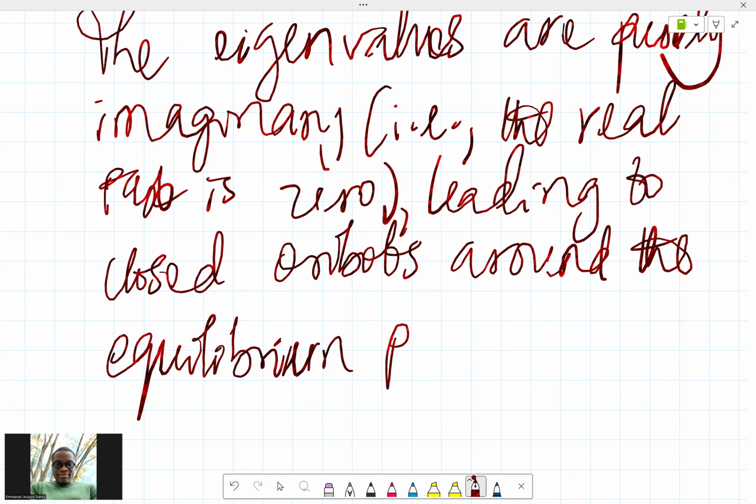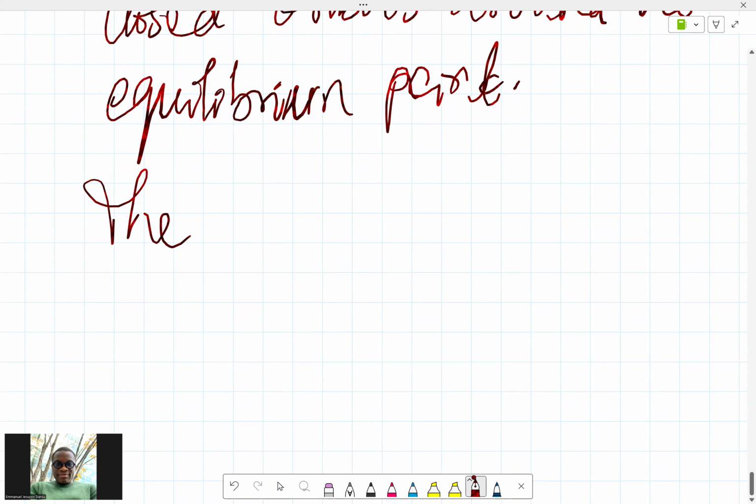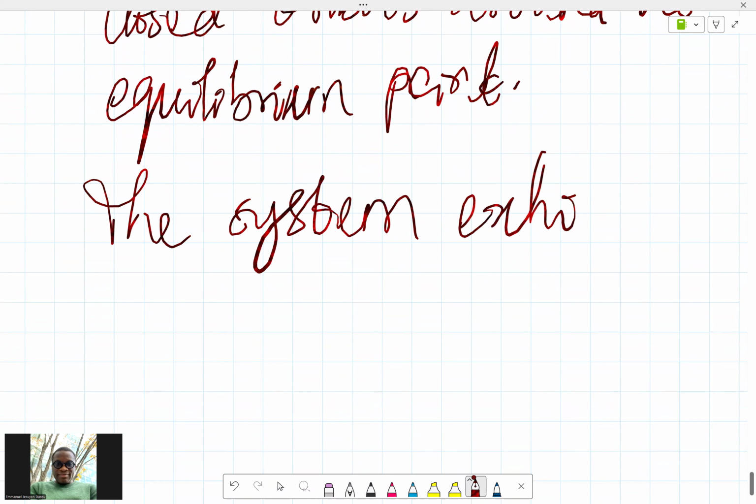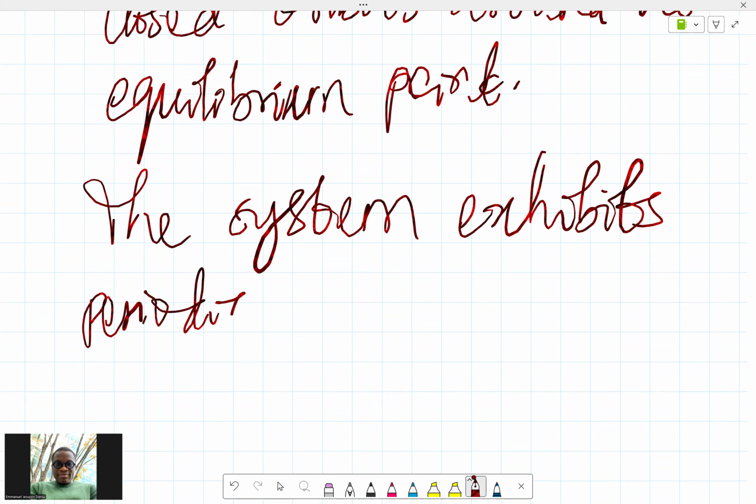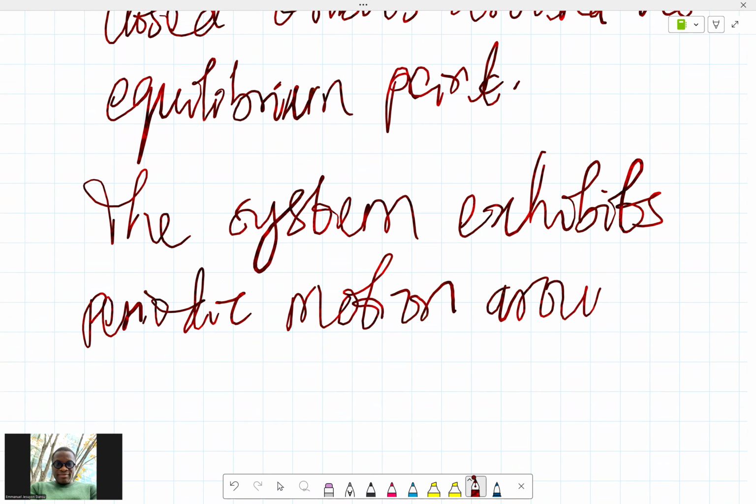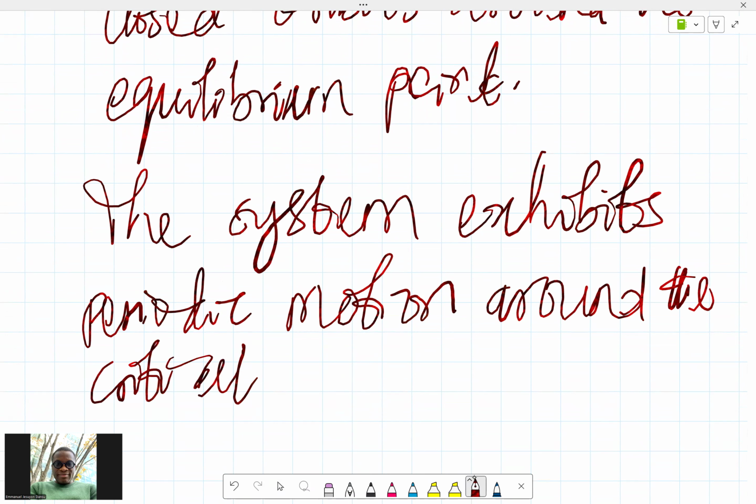So the system exhibits periodic motion around the critical point.